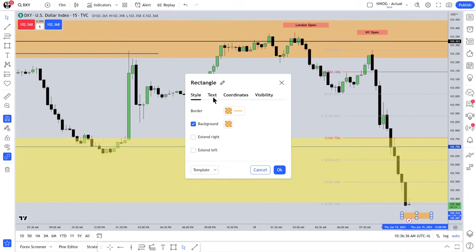London close. Okay, so there's your London close kill zone.